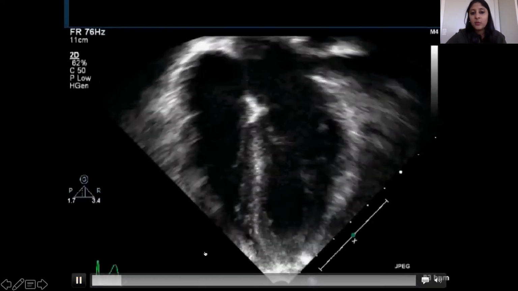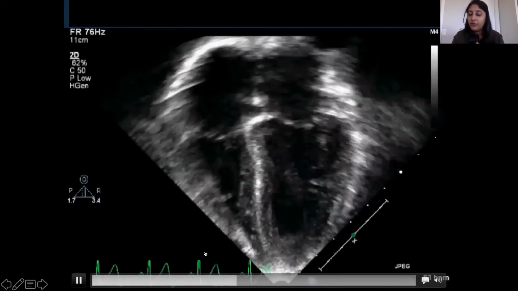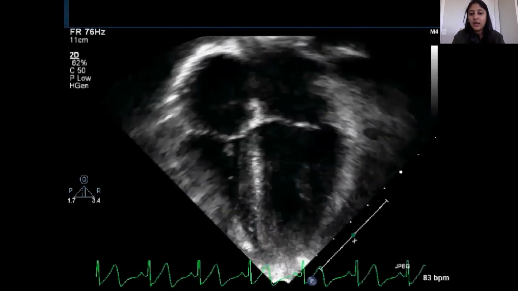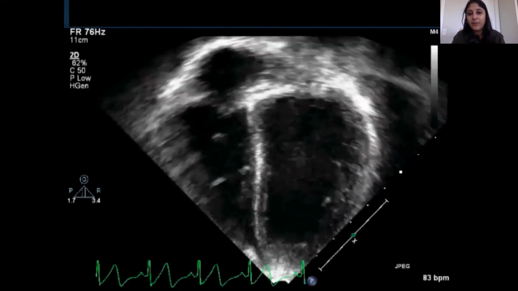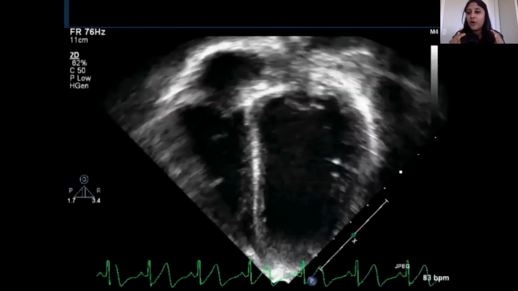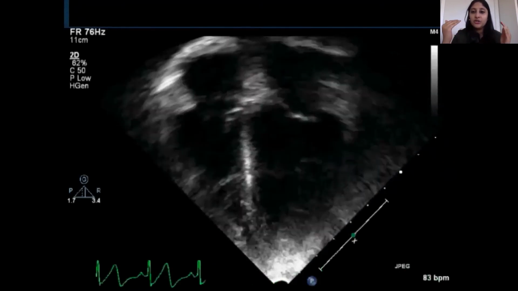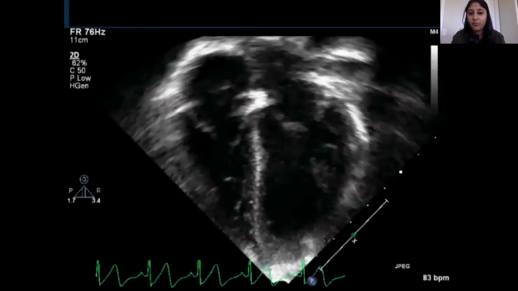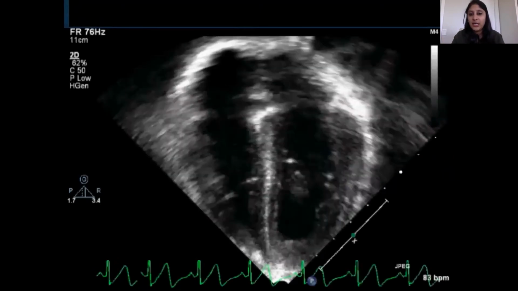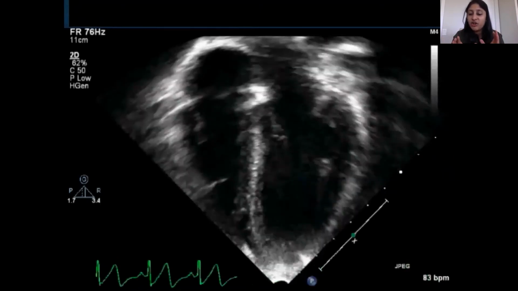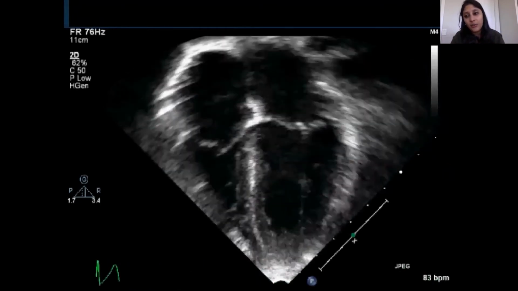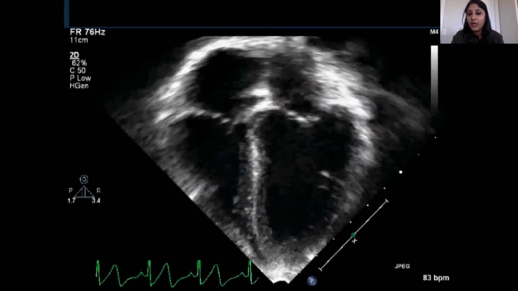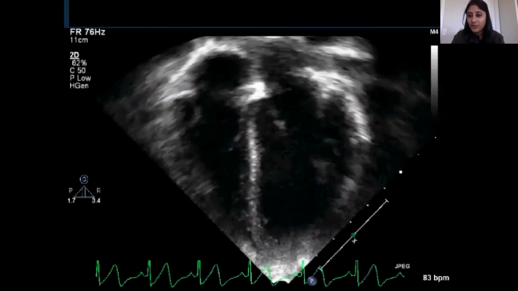This is what we call a four-chamber view of the heart. This is a picture that is very easily understandable by most parents. So the heart has four chambers, two upper chambers, two lower chambers. And here you can see that the two lower chambers, which are our main pumping chambers, are squeezing very well. And this is somebody with a normal heart function.